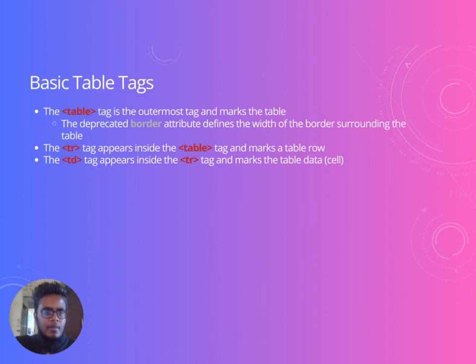Basic table tags. The table tag is the outermost tag and marks the table. The deprecated border attribute defines the width of the border surrounding the table. The tr tag appears inside the table tag and marks a table row. The td tag appears inside the tr tag and marks the table data, or a cell.